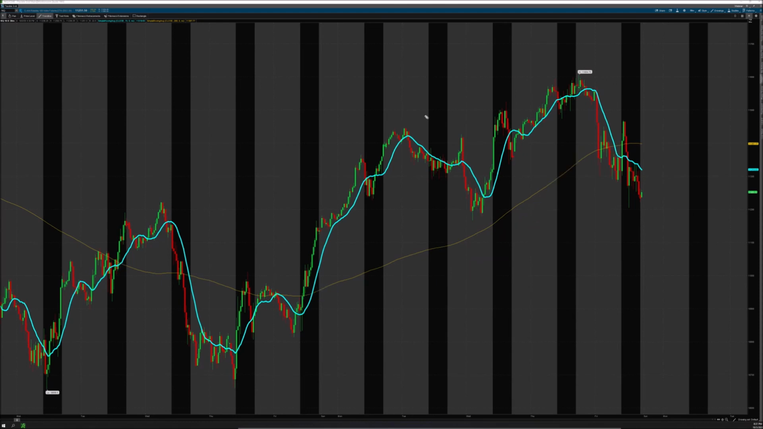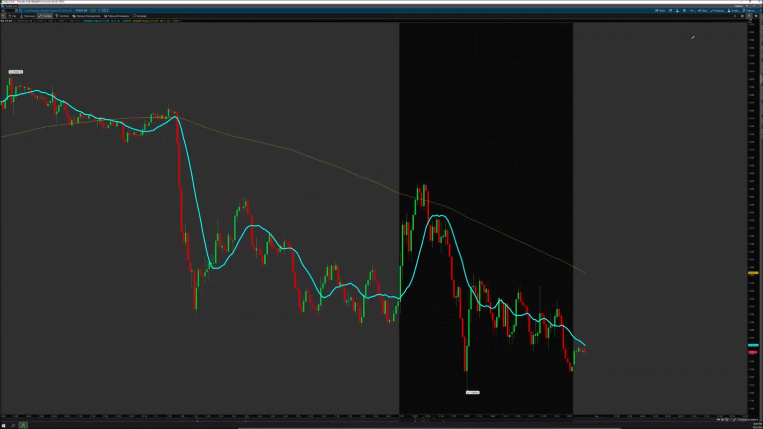Now we could go lower. Okay, we go lower. Five minutes. The 5-minute chart. Oh, this is just one day. We need to change that so we can see more days.